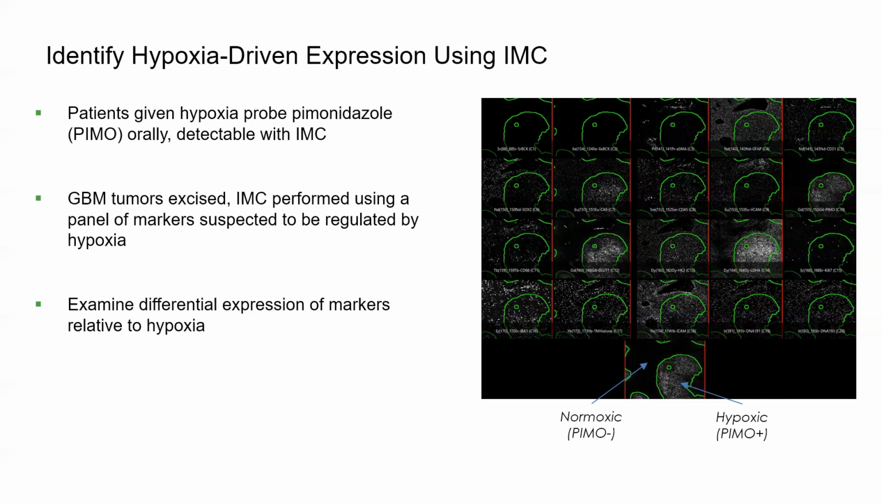Our goal here is essentially to perform a sort of differential expression analysis, comparing the relative expression levels of all of our markers, all 28 or so markers in our IMC panel, relative to hypoxia, as ultimately this can tell us whether or not certain markers are correlated with hypoxia and would potentially serve as a reasonable biomarker of hypoxia.